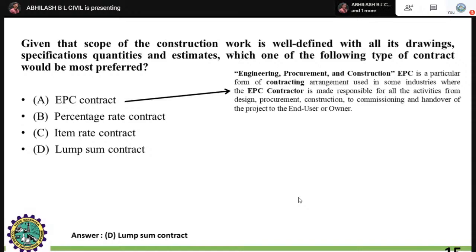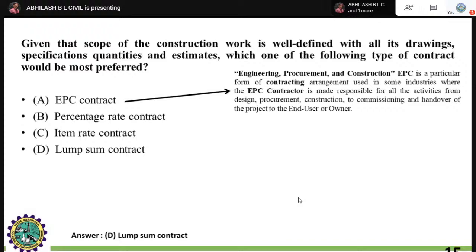Here, EPC contract represents engineering, procurement, and construction. EPC is a particular form of contracting arrangement used in some industries where the EPC contractor is made responsible for overall activities from the design stage, procurement, and completion of the building to the commissioning and handover of the project to the end users or the owner. This is called a complete contract: engineering, procurement, and construction. Starting from the labor, the materials, and the commissioning, the documentation part of the overall building is identified with this engineering project construction agreement.